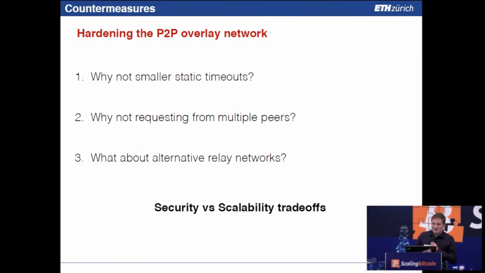What about alternative relay networks? So there's Matt Corallo's relay network. Obviously, this is a great solution for miners if they want to receive blocks. And this is something, I would say, additional, which is great, but we still need somehow a reliable native peer-to-peer network in Bitcoin. So there's a security risk scalability trade-off that we need to take into account here.